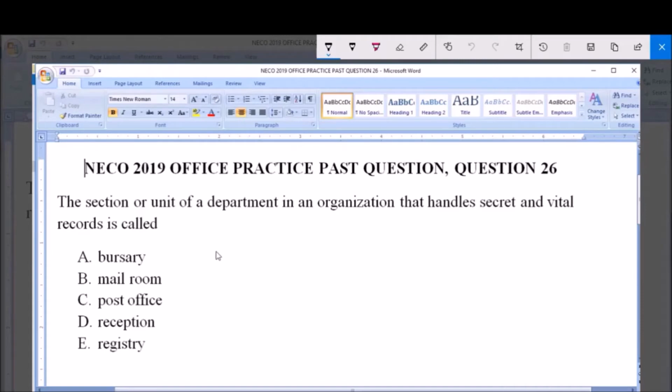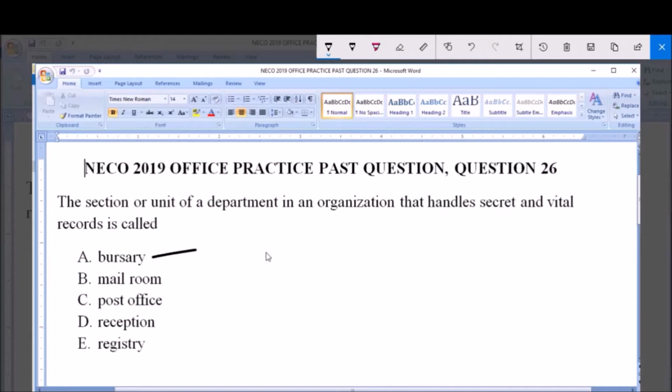I will be answering NECO 2019 Office Practice Past Question, question 26. The section or unit of a department in an organization that handles secret and vital records is called A. Bursary, B. Mailroom, C. Post office, D. Reception, and E. Registry. Now, what is a bursary?